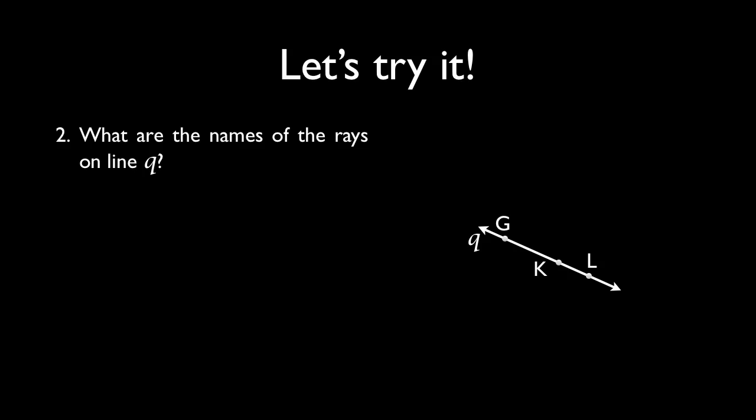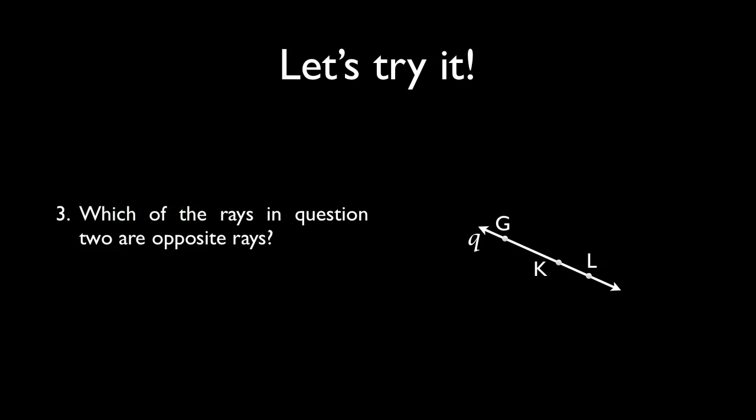Next, what are the names of the rays on line Q? Choose an endpoint and head off in one direction and you have rays. So we can begin with ray GK, which could also be called ray GL. We have ray LK, which could also be ray LG. Then we have ray KG and ray KL, going the other direction.